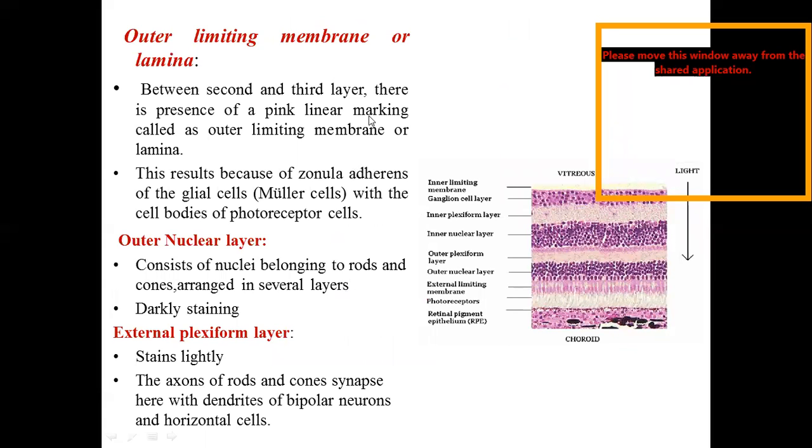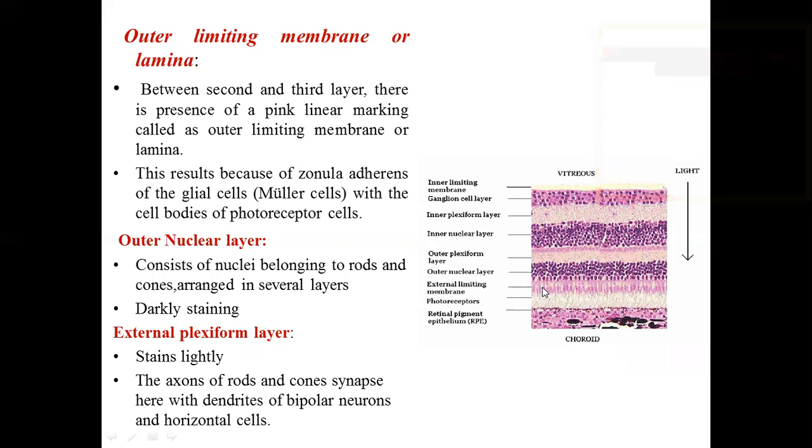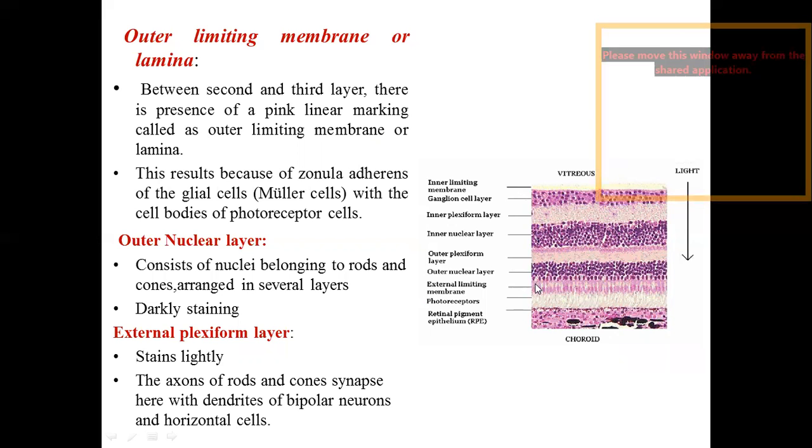Now, between second and third layer, we have one more membrane, outer limiting membrane or lamina. It's a pink color marking, so not very much visible. So this is second and third layer. You can see this external limiting membrane or outer limiting membrane. This is occurring because of zonal adherence of glial cells. They make contact with cell bodies of photoreceptor cells, all these rods and cones. So this occurs as outer limiting membrane.